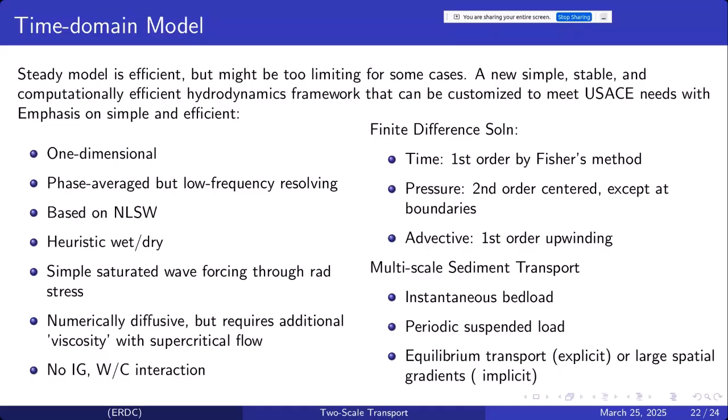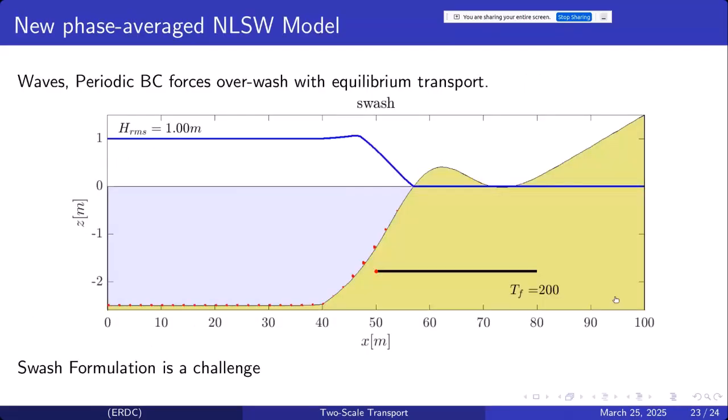The sediment transport is largely the same as what went on in the time steady model, where you have an instantaneous bed load and then you have a periodic suspended load. If you have an equilibrium transport, then you can use an explicit solution for the transport itself. If you have large spatial gradients, though, where you have differences in grain materials, or instances of hard bottom, then you end up having to use an implicit solution to that.